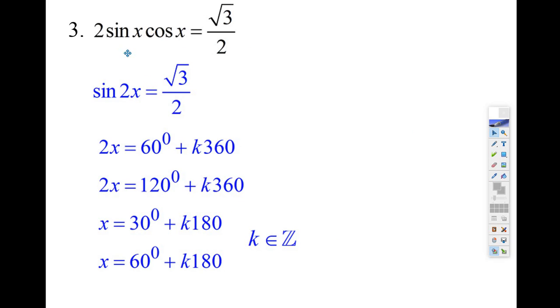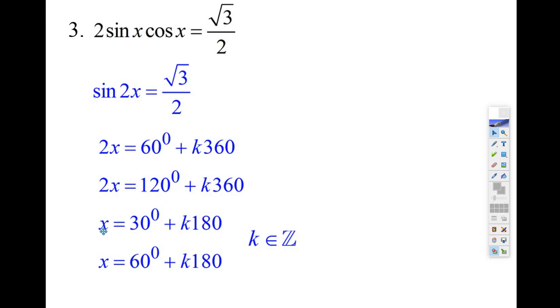Let's take a look at question 3. You've got this 2 sine x cos x equals root 3 over 2. Well, for 2 sine x cos x, just look on that formula sheet. It really equals the sine of 2x, the double angle. And so now we know that for the angle 2x, just go shift sine of root 3 over 2, you get 60 degrees. But if there's one answer of 60, the other one's 180 minus 60, which is 120. Then divide everything by 2.